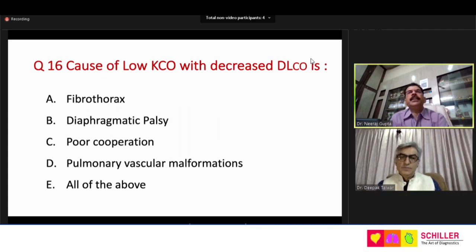So 50% have polled for pulmonary vascular malformations and 50% for all of the above. Okay, so 50-50 it goes.